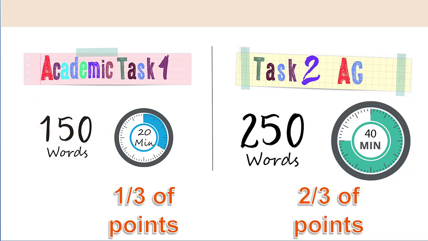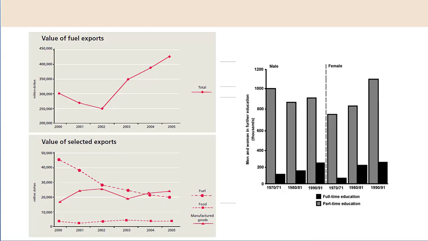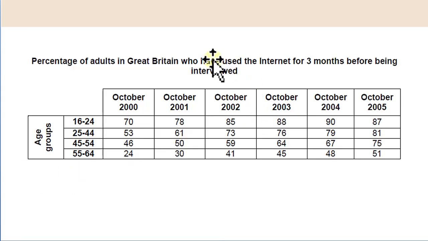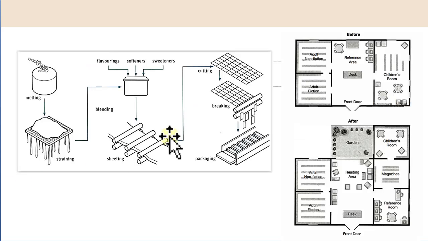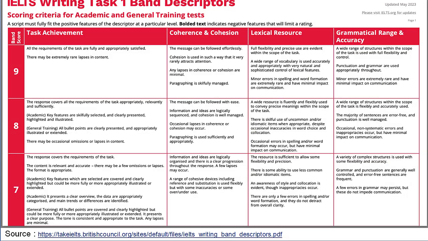150 words, and I expect it to describe a graph, a chart, a table, a diagram, or a map. To score high on this task, it's important to understand how your writing is evaluated. So here are the official IELTS band descriptors, which are published on the British Council website. It's a good idea to take your time and familiarize yourself with it.